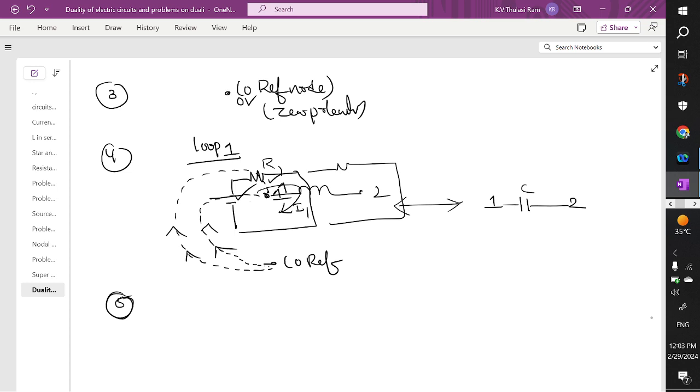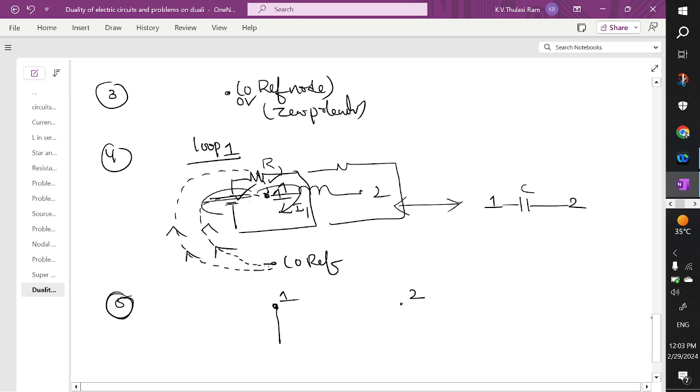The next point you have to remember is, when you have a voltage source, how to indicate the graph direction. This is the first node and this is the second node. Here you have a voltage source. You have to indicate the current source in such a way that it flows towards the node. You can see here the current is flowing like this.